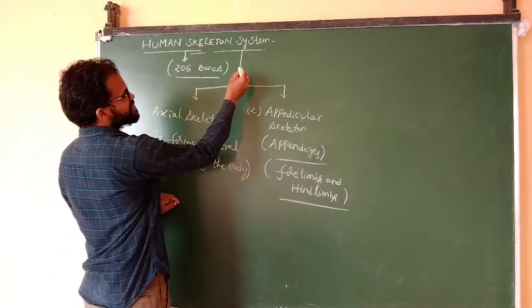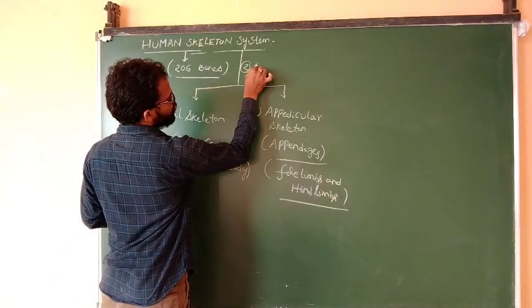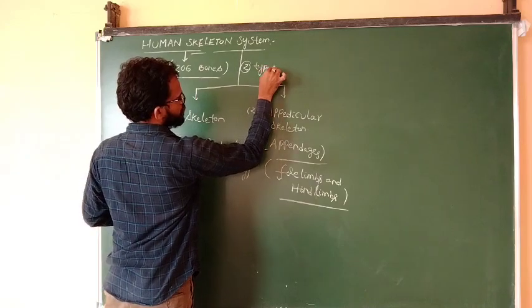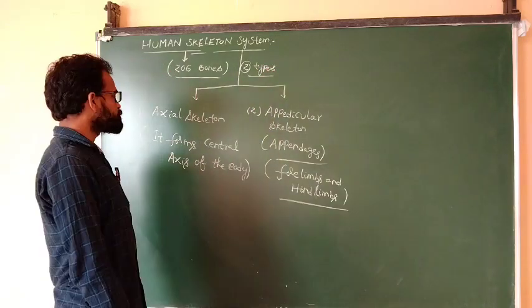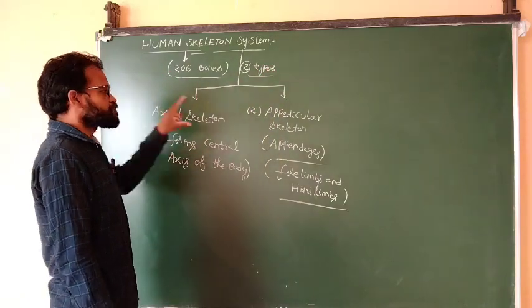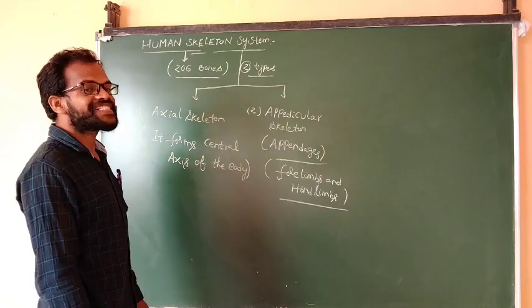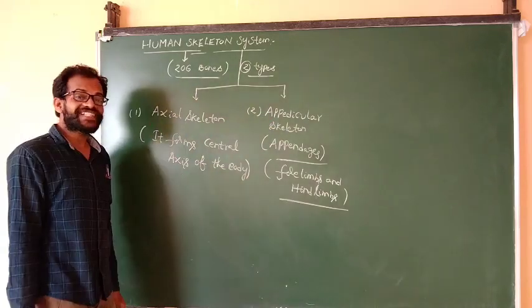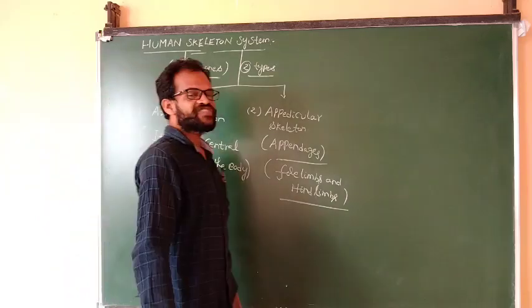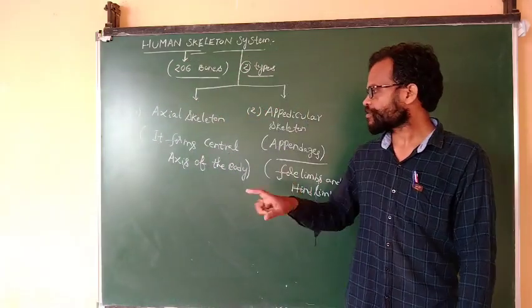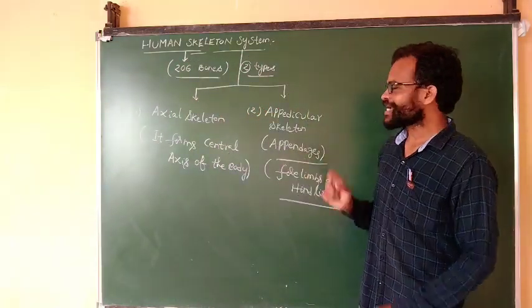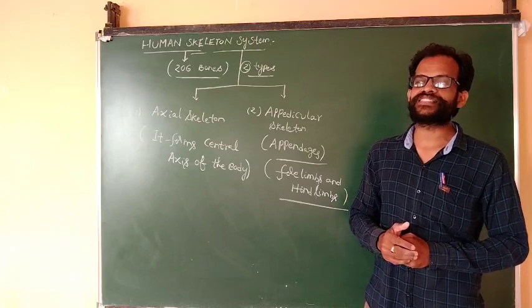The human skeleton system is divided into two types. The first one, axial skeleton, forms the central axis of the body. The second one is known as the appendicular skeleton, which is nothing but appendages.